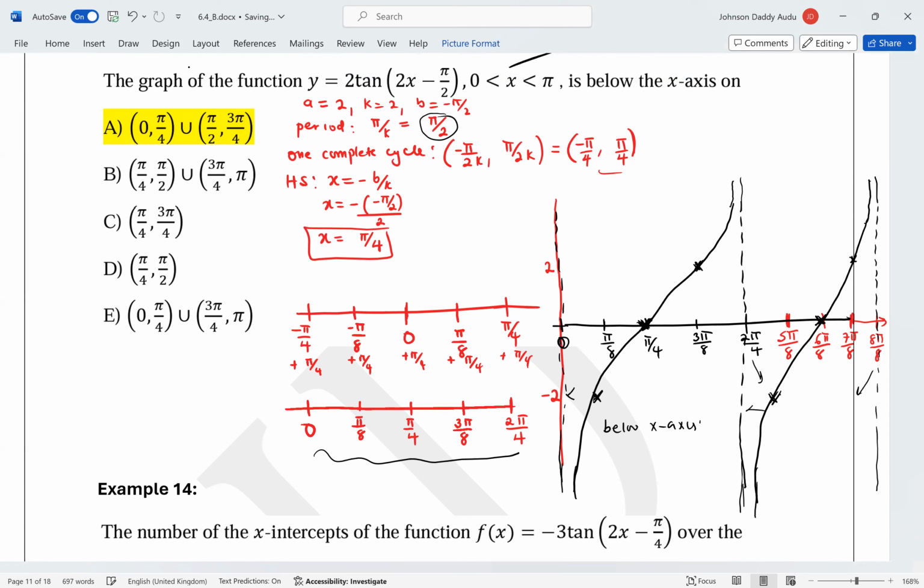The first part is from 0 to pi over 4. Then union, the second part is going to be from 2 pi over 4 to 6 pi over 8, right? And you can rewrite this as 0 to pi over 4, union 2 pi over 4, which is the same thing as pi over 2, to 3 pi over 4. And we're done.